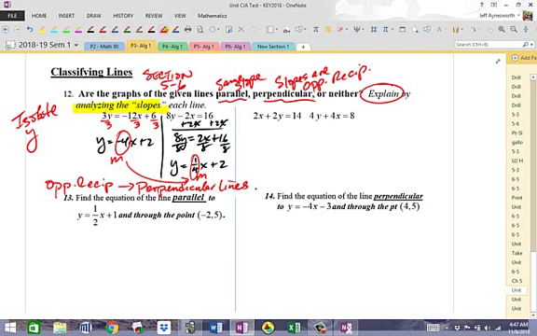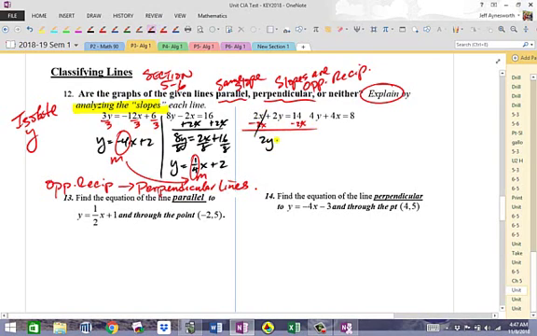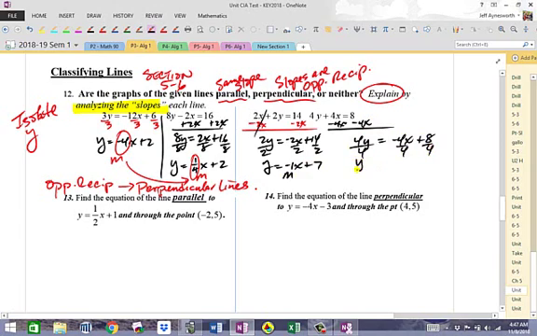Same thing on the other one. Here, you have to get it in slope-intercept form. This is not, so you can't see the slope well. You get 2y equals negative 2x plus 14. Divide through by 2 and simplify, and you get y equals negative 1x, since negative 2 divided by 2 is negative 1, or just negative x plus 7. There's your slope. On this one, you subtract 4x, and you get 4y equals negative 4x plus 8. Divide everything by 4, and you get y equals negative 1x plus 2.